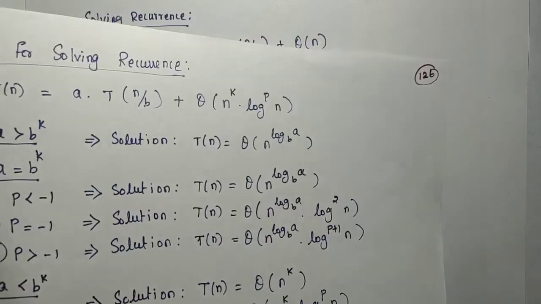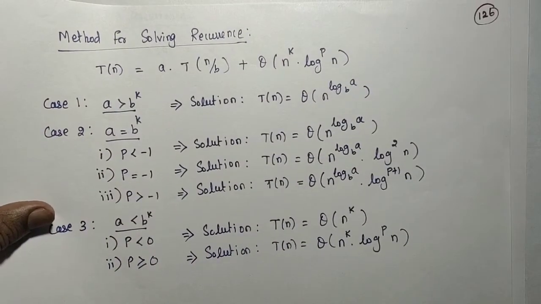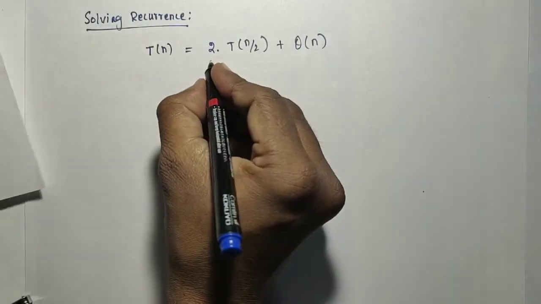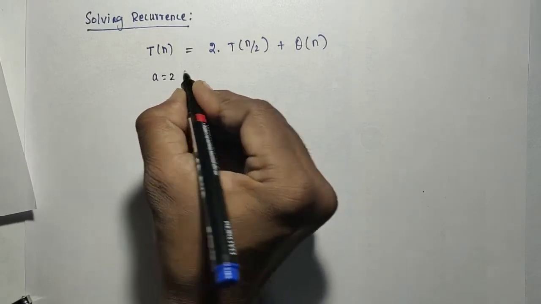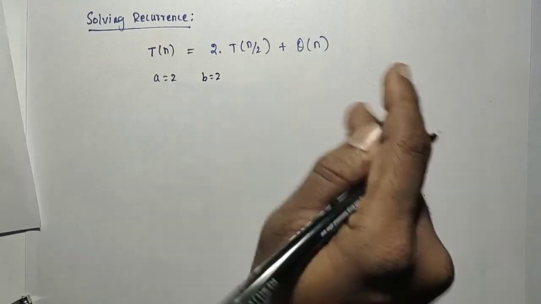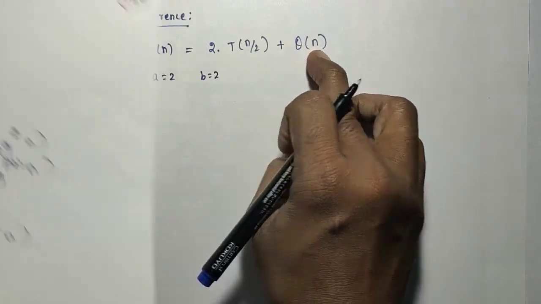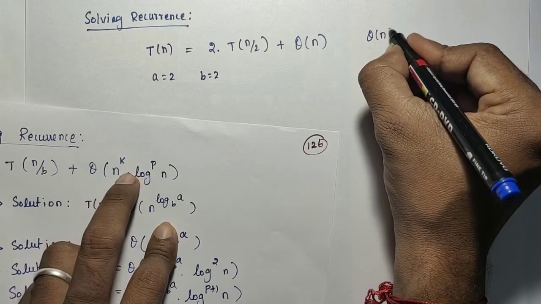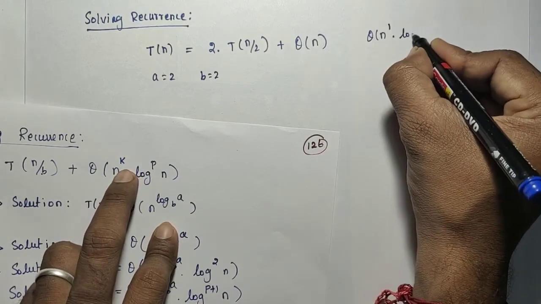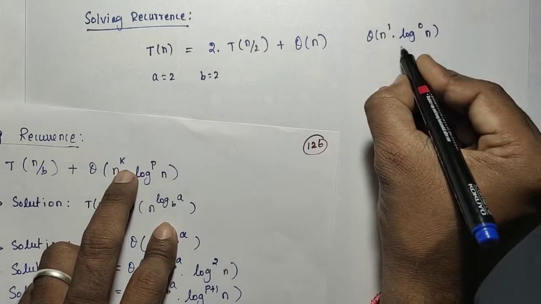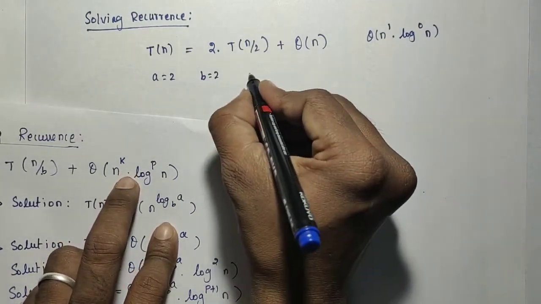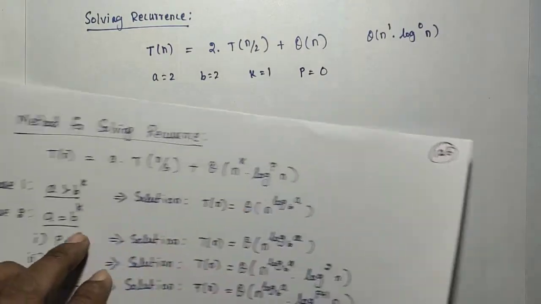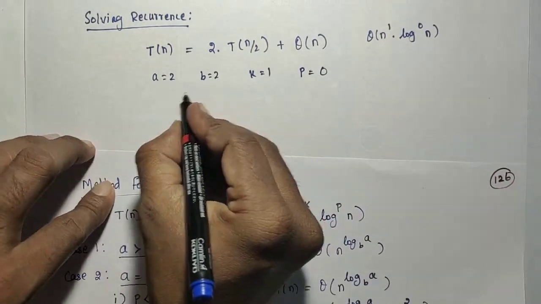I need to find that a, b, k and p values from this. So here a equal to 2 and b equal to 2, and this is theta of n. Theta of n can be written as n power 1 into log n power 0, like this. So the k equal to 1 and p equal to 0.